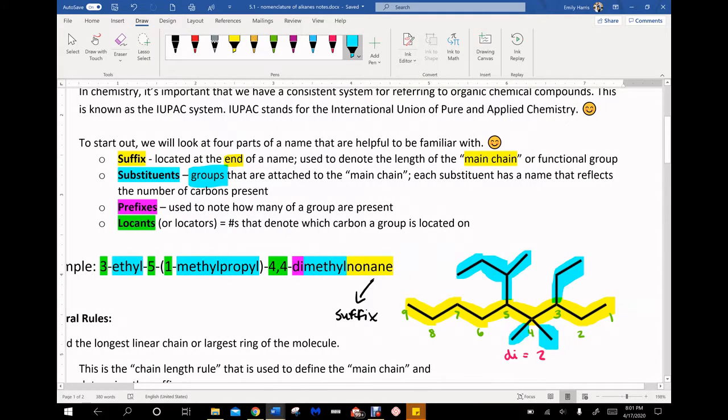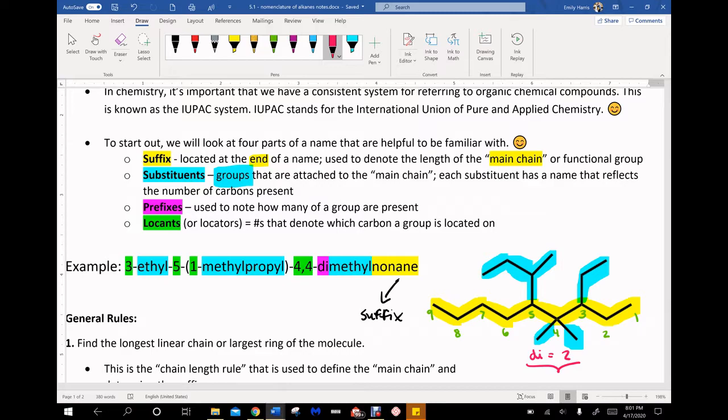Third, we have prefixes, and those are used to tell you how many of a group are present. For example, if we look at these 2 groups down here, we have 2 methyl groups. Methyl groups have 1 carbon each, and we have 2 of them, so we use the prefix di. These are the same prefixes that we used in covalent nomenclature, like mono, di, tri, tetra, and so forth. And then finally, the last part of a name are what are called locants, or sometimes locators.